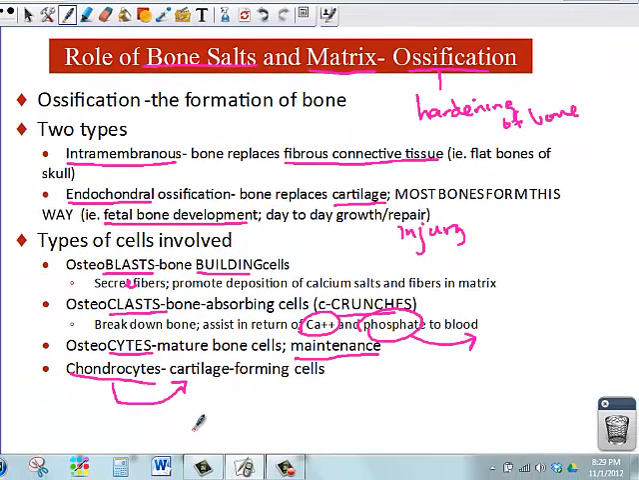The process of ossification, especially intramembranous and endochondral ossification, will be addressed in the next screencast.